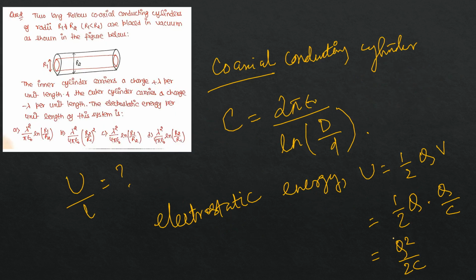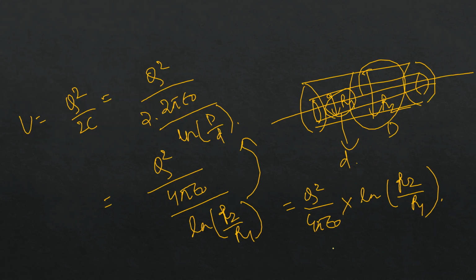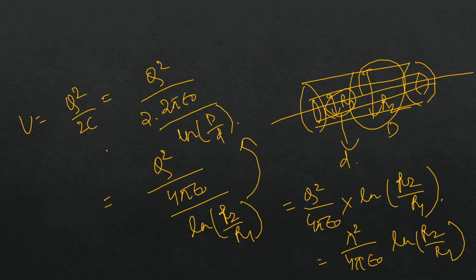And we don't need to put in the values. That's in the options. Q square by 4 pi epsilon naught ln r2 by r1. Here, what is Q? Charge per unit length is lambda. So Q square by L square will be lambda square only. So you can write it as lambda square by 4 pi epsilon naught ln r2 by r1. You can ask me where is L square, because on this side we will divide by L. So lambda square by 4 pi epsilon naught ln r2 by r1. This is the answer, electrostatic energy per unit length. Alright. This is from transmission line.